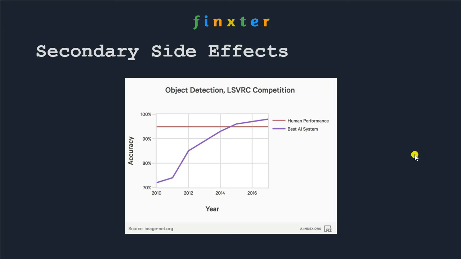And there are some side effects, right? Secondary side effects of these exponential trends. Here we see from 2010 to 2017, we see how the best AI system went from like 70% accuracy to 95% accuracy for a task like object detection. And the human baseline is like 94%, or maybe I did the number wrong. Maybe the human baseline is 95% accuracy, and the best AI system went to 98% accuracy. So it outperformed human object detection.